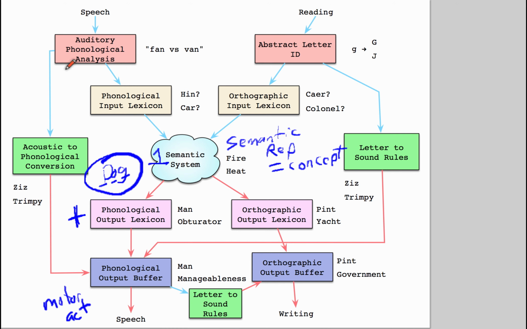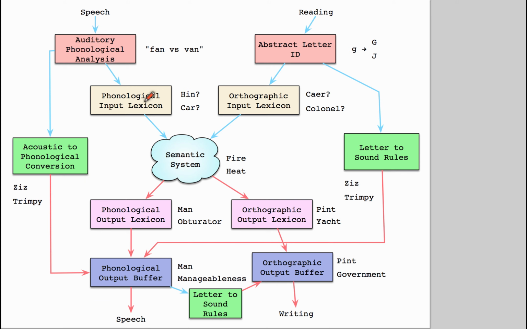Now, backing up a little bit, just like the input lexicons, the output lexicons are sensitive to frequency. So when a person has damage to the phonological output lexicon, we tend to see them doing much, much better naming objects that are high frequency, or being able to say words that are high frequency versus low frequency. So man is a very common word, obturator, much less common. Okay.